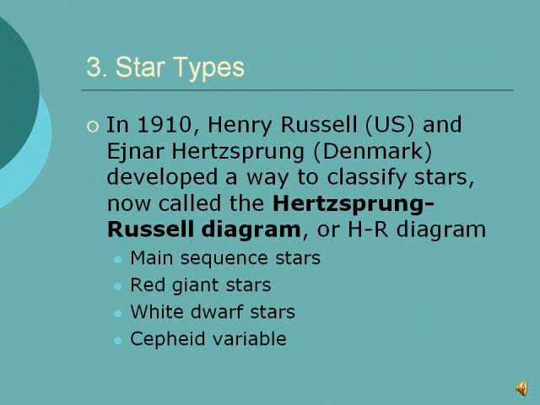Star types. In 1910, Henry Russell from the United States and Ejnar Hertzsprung from Denmark developed a new way to classify stars. We call this the Hertzsprung-Russell diagram, or the HR diagram for short. What this does is it helps us to plot main sequence stars, red giant stars, white dwarf stars, and the Cepheid variable. Our star is very small compared to a lot of other stars. It is a main sequence star, and you're about to see a picture in just a moment to explain the difference in the types of stars.